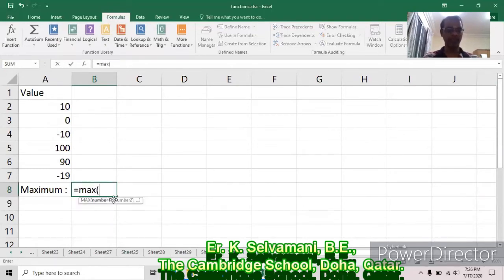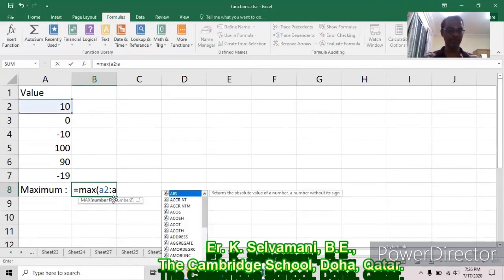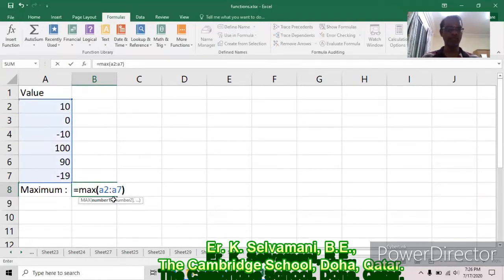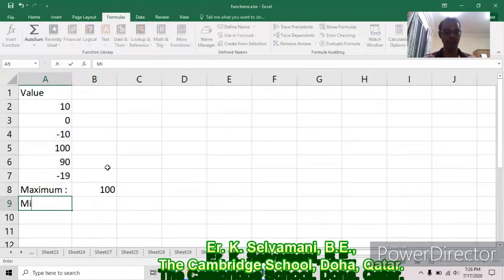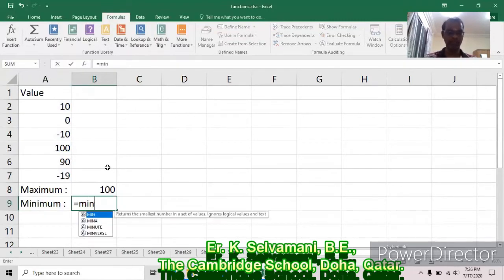For the max of a range, we have to mention A2 colon A7. Out of A2 to A7, which one is the biggest value? So 100 is the biggest value. Okay. Then the minimum value. Same thing, MIN of A2 colon A7.